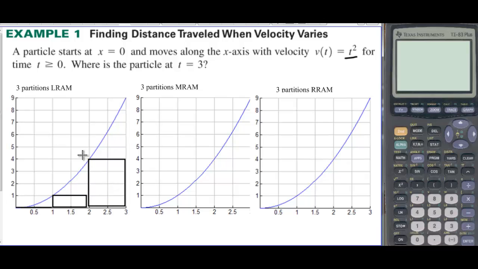We have cut the area under the curve into 3 partitions, and you can see with just 3 rectangles there's a lot of missing area. But we can reduce the missing area by making more rectangles. But for now we're just looking at 3.